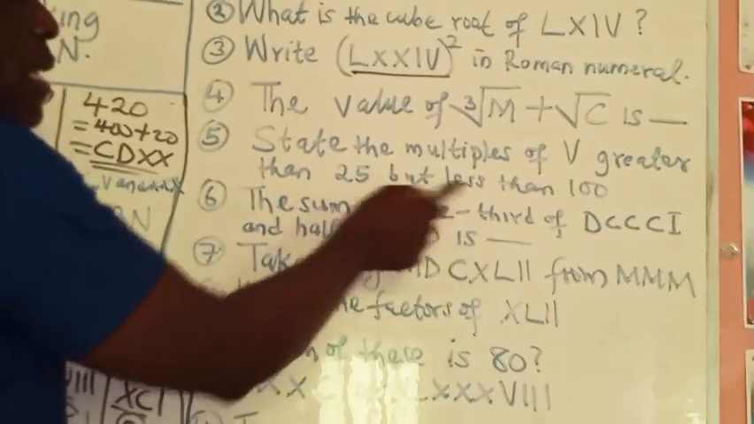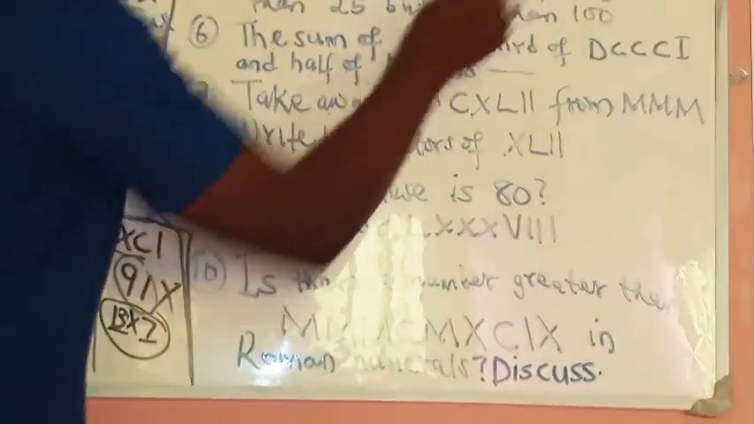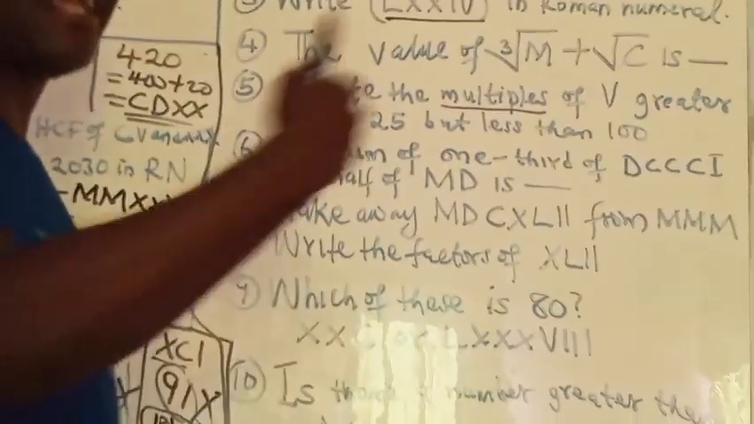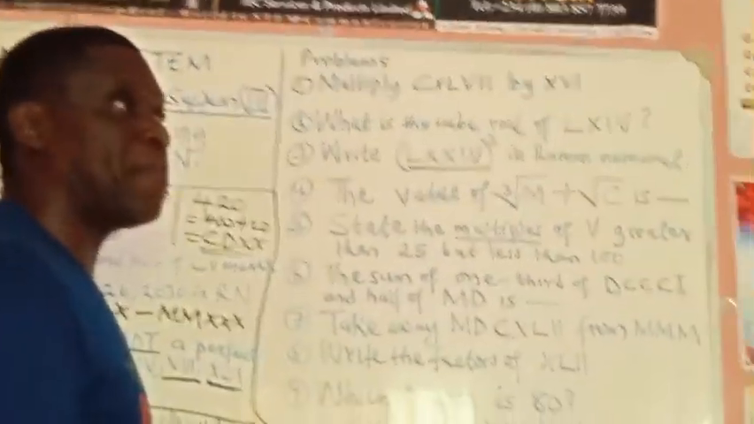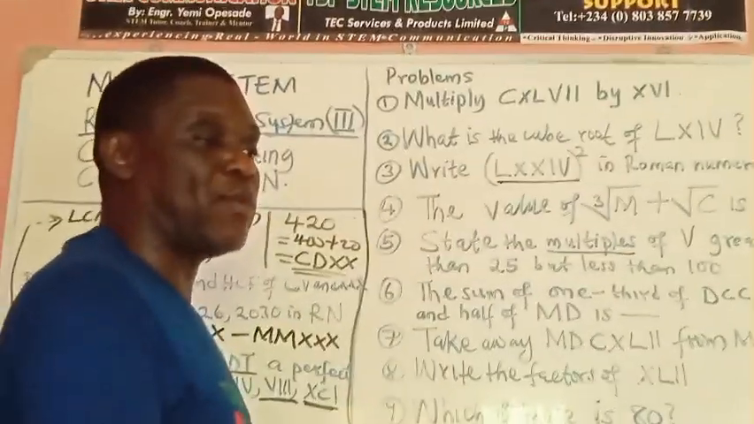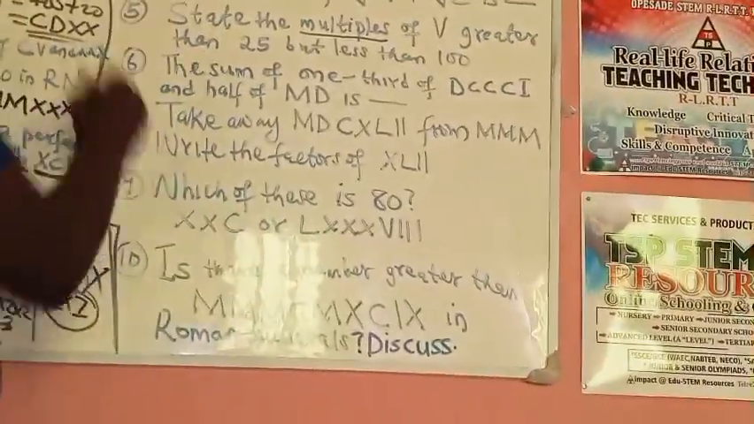Now, state the multiples of v greater than 25 but less than what? Multiples are larger multiplying factors to a number. For example, if I say what are the multiples of 8? You start with 8 times 1, 8, 8 times 2, 16, 8 times 3, 24. You can see that you are having a larger factor from that number given to you. So attempt that.